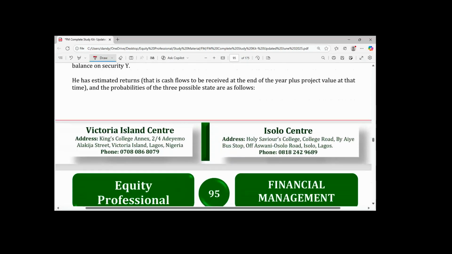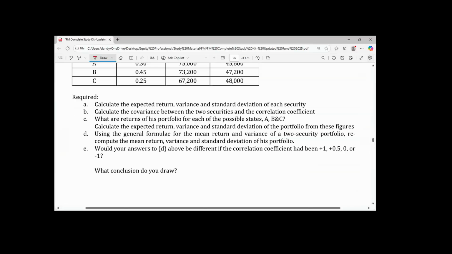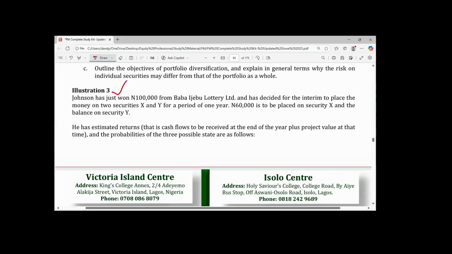So let's have this illustration number 3. Okay, so you are told that Johnson has just won 100,000 naira from Baba Ijebu Lottery Limited and has decided for the interim to place the money on 2 securities X and Y for a period of 1 year. 60,000 naira is to be placed on security X and the balance of 40,000 on security Y.